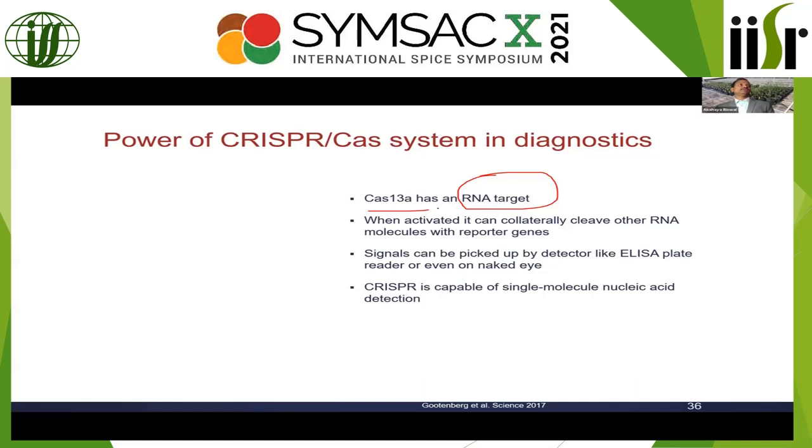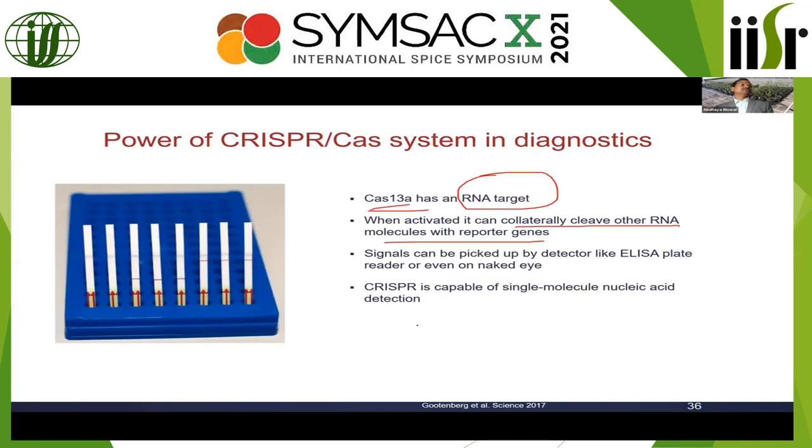And when this enzyme faces the target, it collaterally clips other RNA molecules with reporter genes that can be detected or even can be visible by naked eye. So if we develop this technique, we can enable the farmers to take these strips to the field, where they can just take a leaf and put a drop of the leaf soup, and they can get to know whether their crop is infected or not. We have initiated a project for wheat blast for this, and we have not made much progress, but we are just in the stage of working on it.